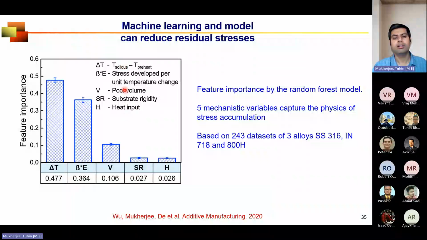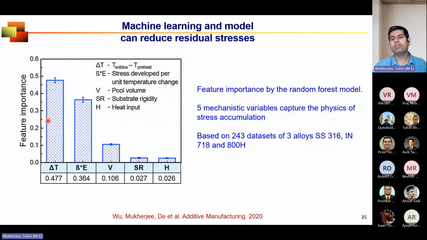Now these are thermomechanical variables. What we did, we computed these variables using a mechanistic model that we just saw for different materials, and then we created a data set, synthesized that data set using machine learning, and came up with feature importance of those variables. You will see that for controlling residual stress, this temperature difference is the most important variable. So if you want to control residual stress, you should focus on controlling this variable.